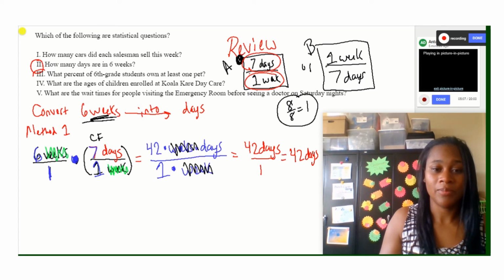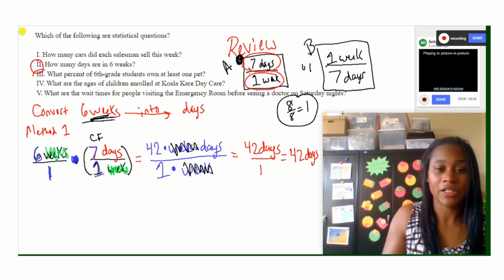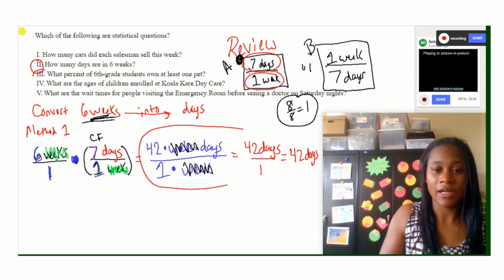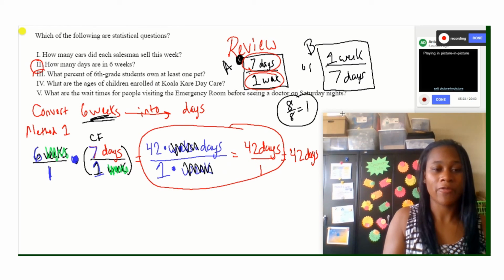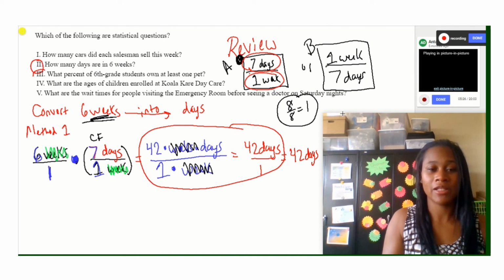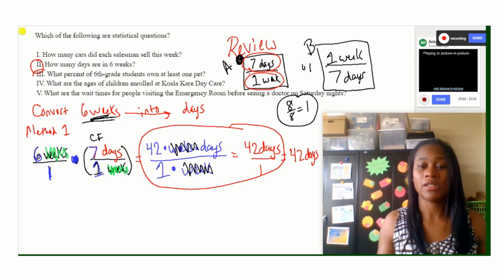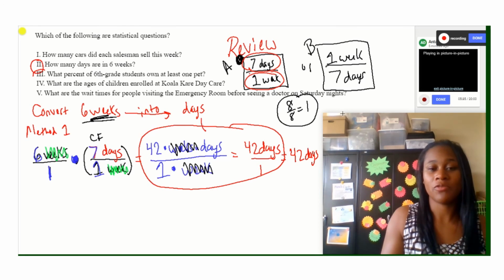It looks like a lot of work, and that's just because I did this step right here. All of this right here is unnecessary and just for teaching purposes, so you can understand what's going on. You can cancel out your units and then write 42 days, because your numerator 6 times 7 days is 42 days, and your denominator is just 1, and 42 days divided by 1 is just 42 days. So all of that was just for learning purposes.